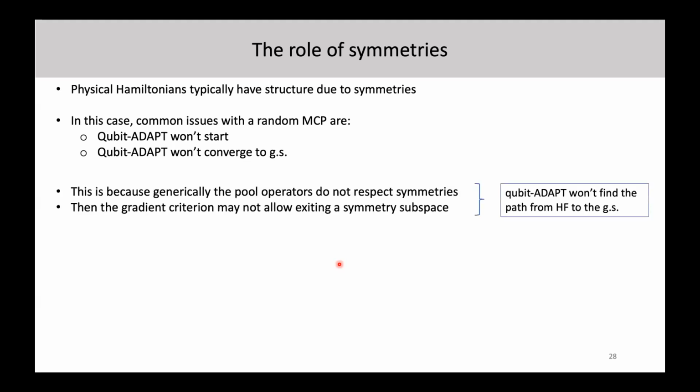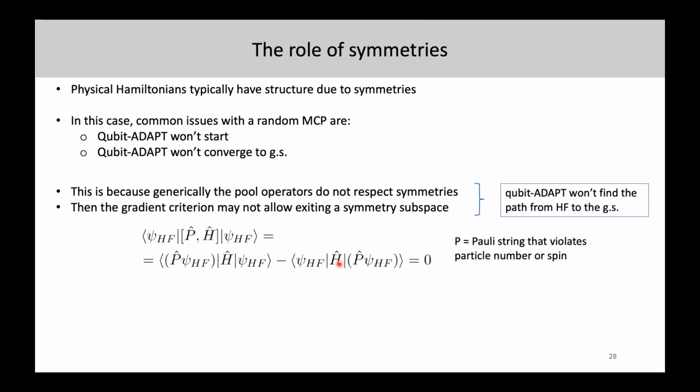So what happens in the case of symmetries is that the gradient criterion may not allow exiting a symmetry subspace. And so if your pool does not respect the symmetries of the problem Hamiltonian, then you can get stuck. So for example, if you start off with a Hartree-Fock state that has certain symmetries, and you try to apply a pool operator that does not respect those symmetries, then it's not going to be added to the ansatz because it's not going to be selected by the gradient criterion.